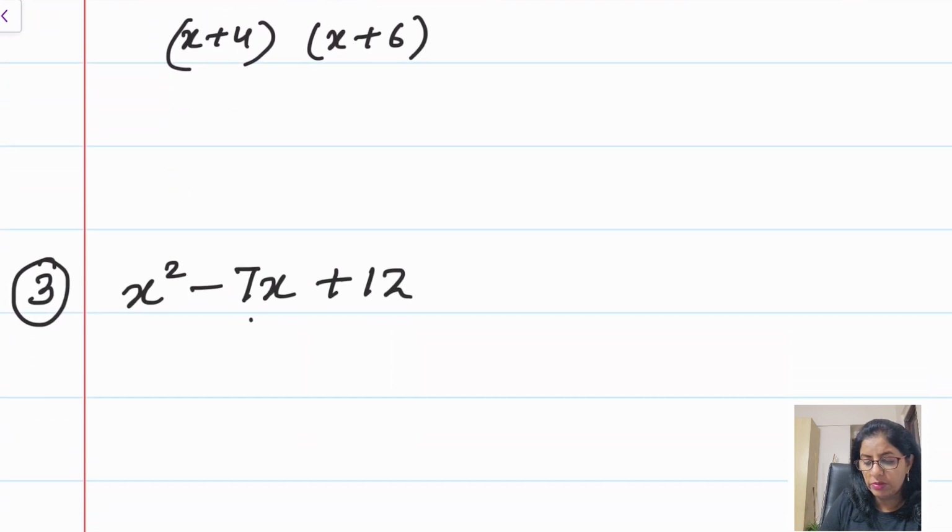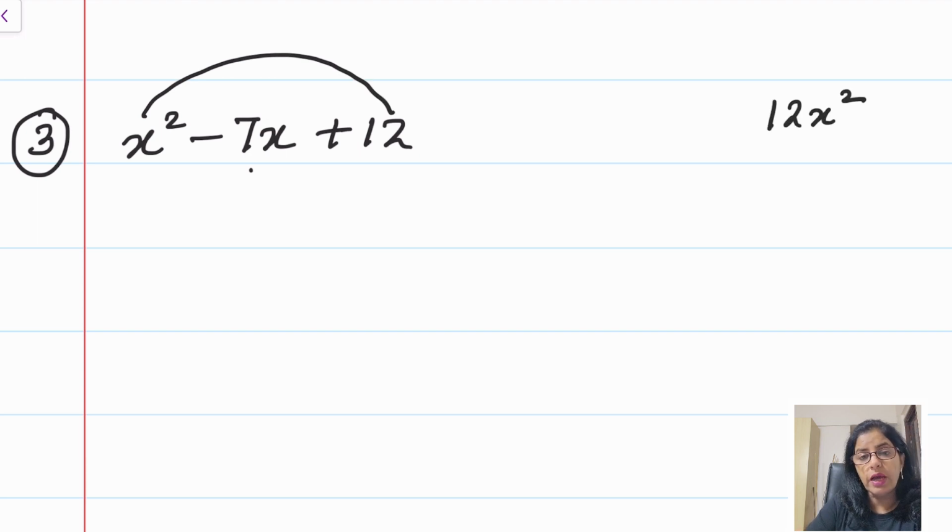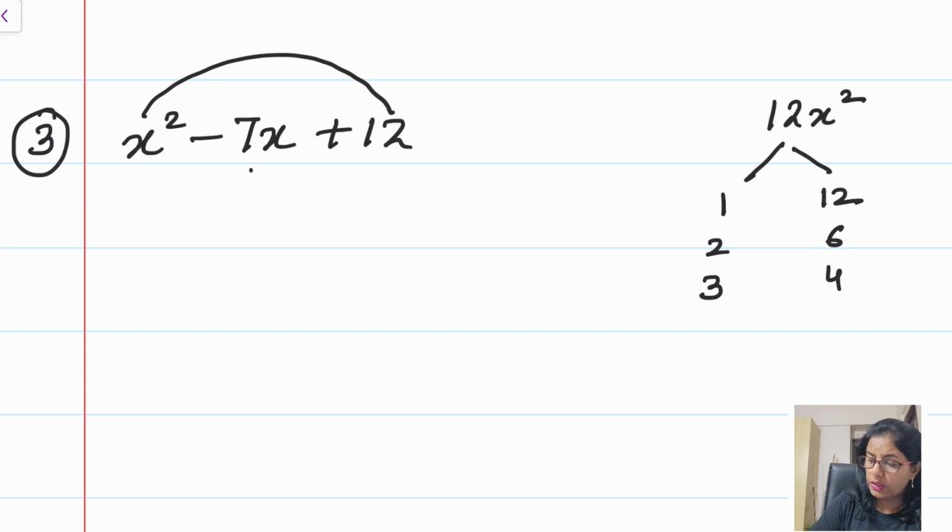In this, the middle term is a negative term. So what to do? Again, the product here of the first and the last term is 12x square. It's a positive number. That means both the factors should be of the same sign, whether positive or negative, but the sign of both the factors should be the same. Then only we'll get the product as positive. So let's first look for all the possible outcomes we can have. 2 and 6, 3 and 4, that's it. We need the sum as 7. So this is our choice.